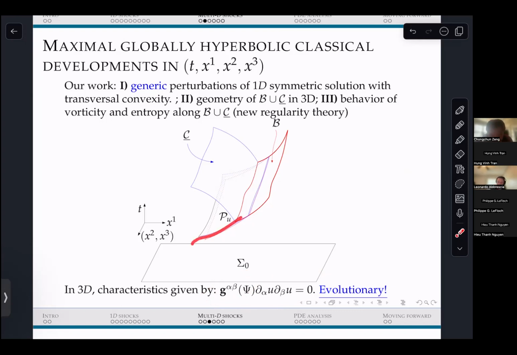these characteristics are not determined by data. You have to construct them along with the fluid. So it's a chicken and egg problem. You want to control the fluid on the characteristics, but you cannot define the characteristics without control of the fluid. So all of this is done with a very complicated bootstrap argument where you control both things at once. Okay, so this is a huge pain in the butt.